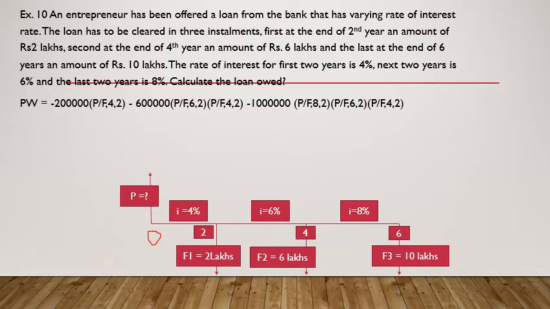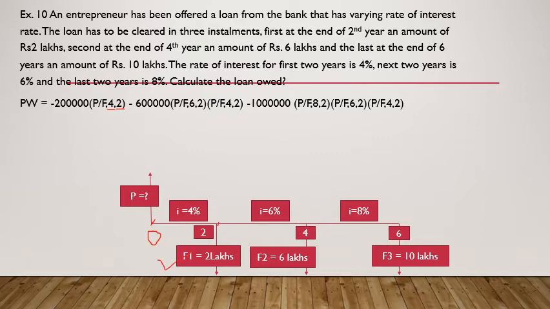When you say that it is 4 comma 2, this F1 will be converted to P at t is equal to 0, which is at a distance of 2 years, hence n is equal to 2, and the interest rate between the second year and the 0th year is 4% constant throughout, and hence 4% has been included here. So this first F1 is done.